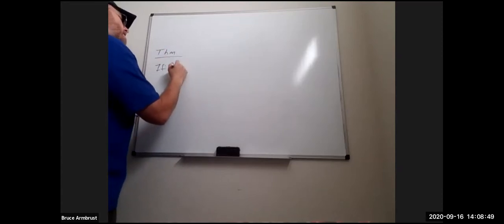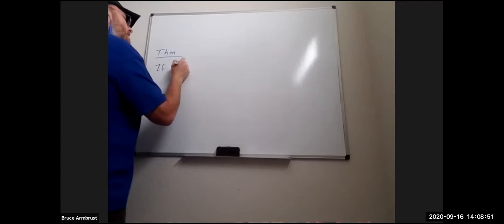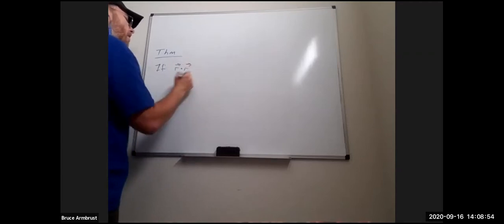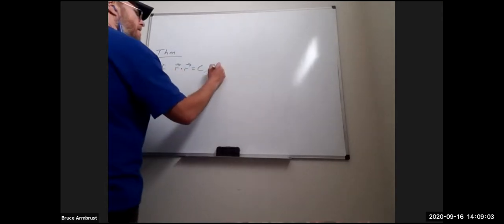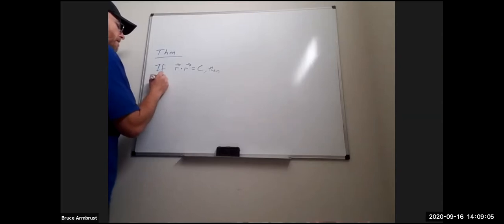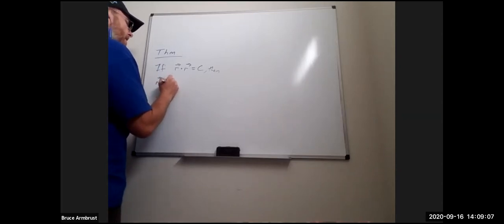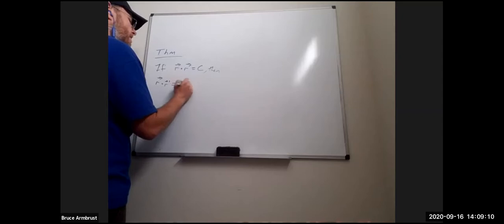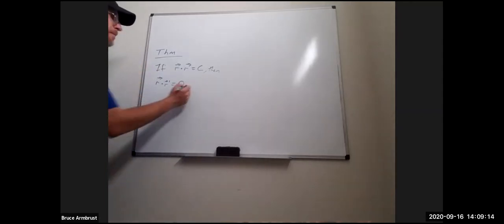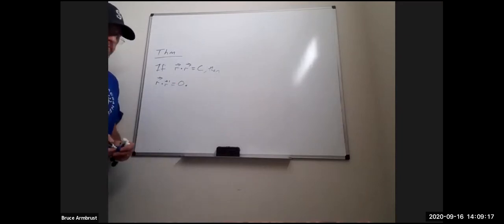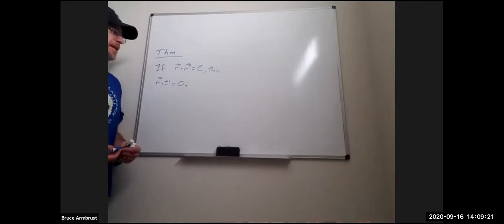If r dotted with r is constant, then r dotted with r prime is equal to 0. So pretty easy statement.